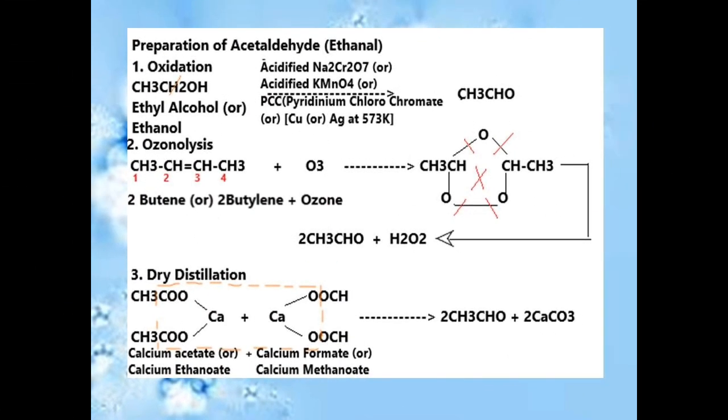In the preparation of acetaldehyde, first of all, oxidation. For oxidation, ethyl alcohol is used with acidified sodium dichromate or acidified potassium permanganate or pyridinium chlorochromate, or copper or silver at 573 Kelvin. It undergoes oxidation. What does oxidation mean? Removal of hydrogen. Here we remove the hydrogen in CH2OH, which I indicated in orange color, so that we get acetaldehyde.